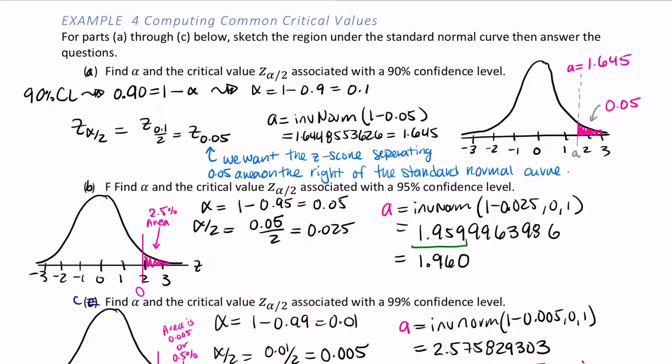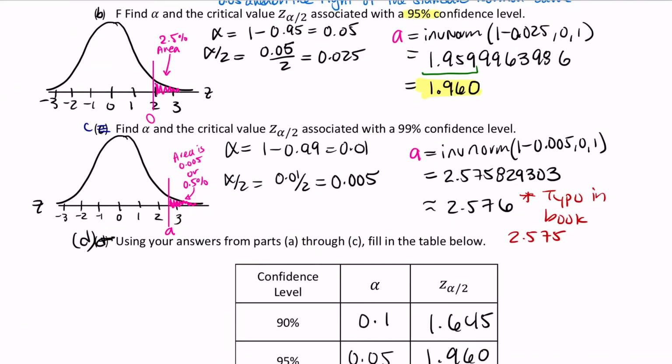So the critical value associated with a 95% confidence level is here, a z-score of 1.960. A critical value associated with a 99% confidence interval would be here. There is a typo in the book. The book uses 2.575, and that's just a rounding mistake, as you can see right here. I would use the mistaken version when you're working in MyMathLab, however, because I do reference this incorrect value.